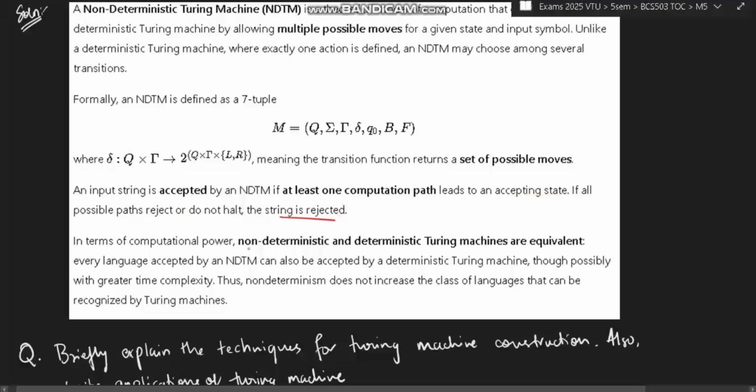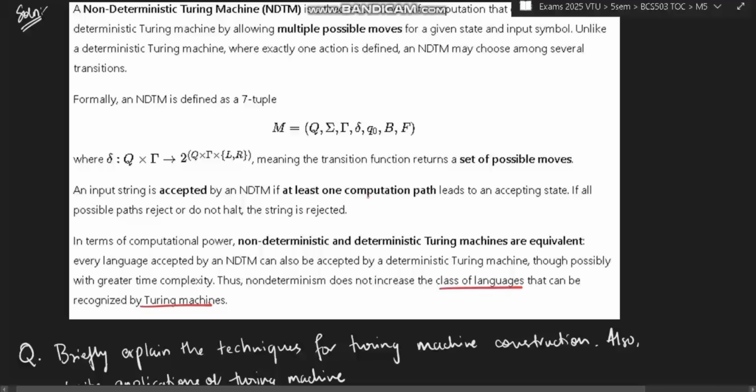Okay, next, in terms of computational power, non-deterministic and deterministic Turing machines are equivalent. Both have the same computational power. Every language accepted by an NDTM can also be accepted by a deterministic one, though possibly with greater time complexity. Non-deterministic will be doing it in lesser complexity, and it does not increase the class of languages that can be recognized by Turing machines.